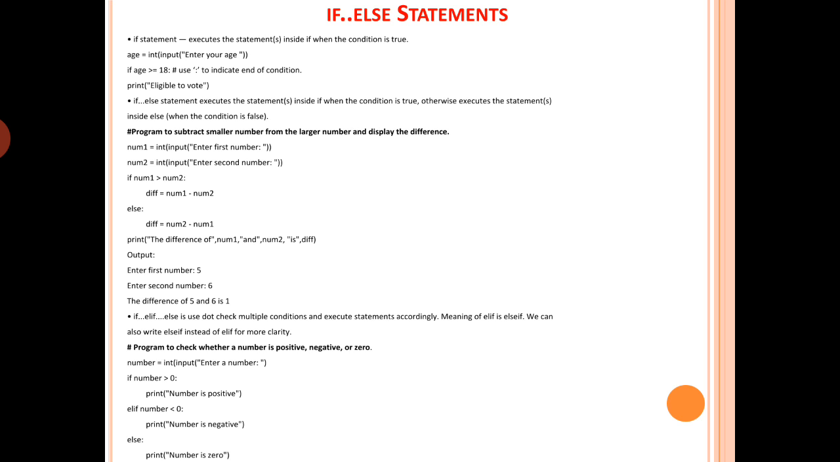Here, number is equals to int, input enter a number. So, what will this statement do? It will give us the message enter a number, and whatever number we input, that number will get stored in the number variable and it will convert that number into an integer value. Now it will check the condition. If number is greater than 0, then it will print number is positive. Else if number is less than 0, then it will print the message number is negative. Else it will print the message number is 0.